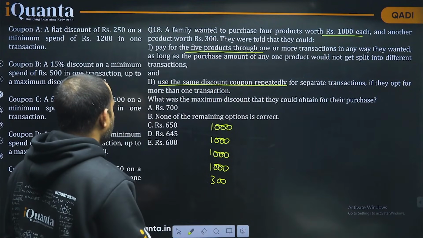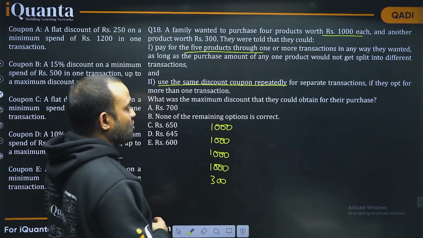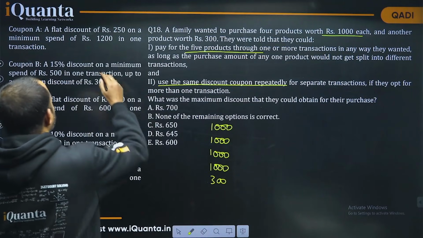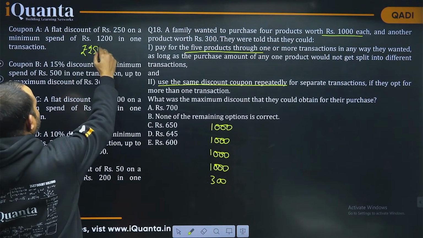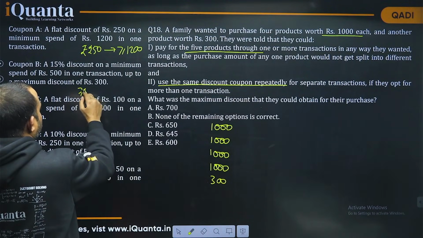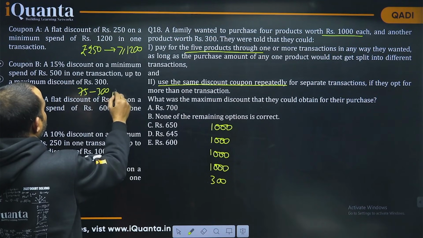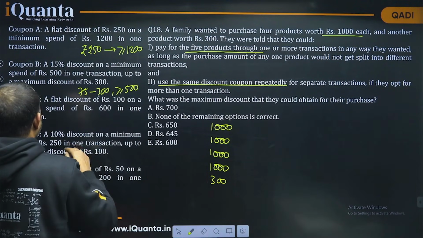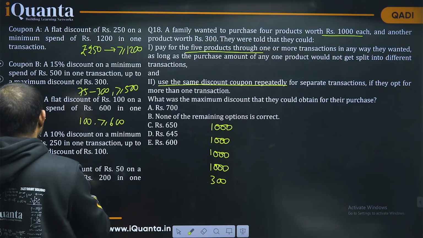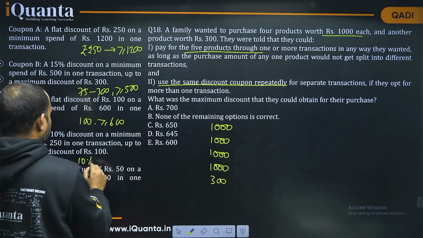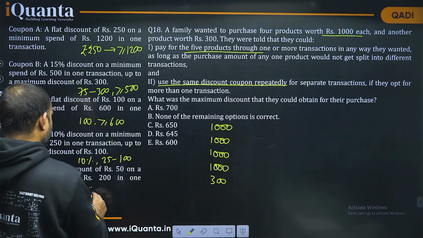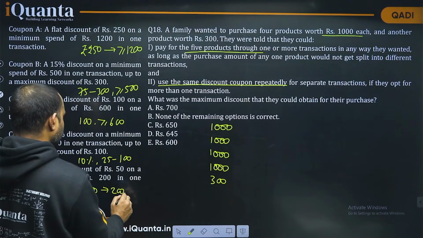I multiply this here, and this here. Now what was the maximum discount they could obtain for their purchase? In case of A, we have a 250 rupees discount for greater than or equal to 1200. For B, we have 75 rupees for greater than or equal to 500. For C, we have a flat discount of 100 for greater than or equal to 600 rupees. For D, we have a 10% discount, and that will vary from 25 to 100. And for E, we have 50 rupees for greater than or equal to 200.